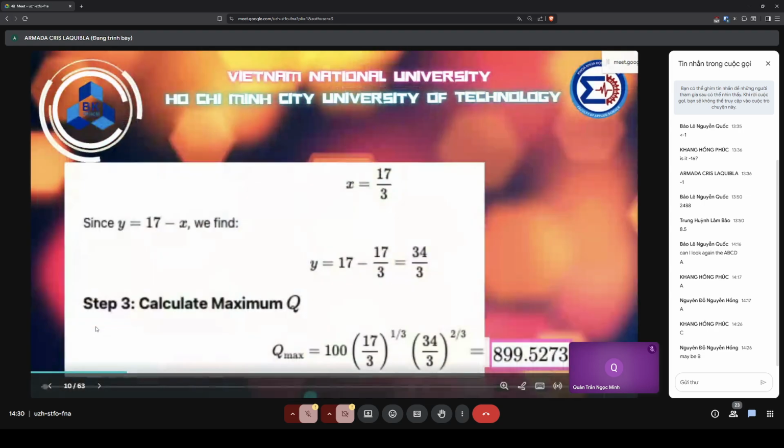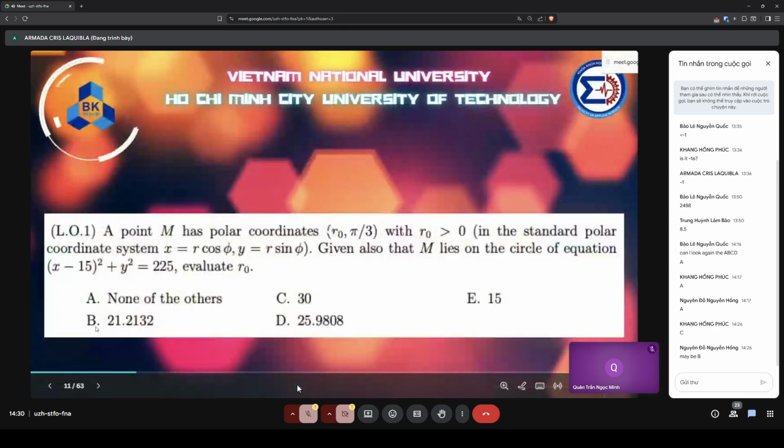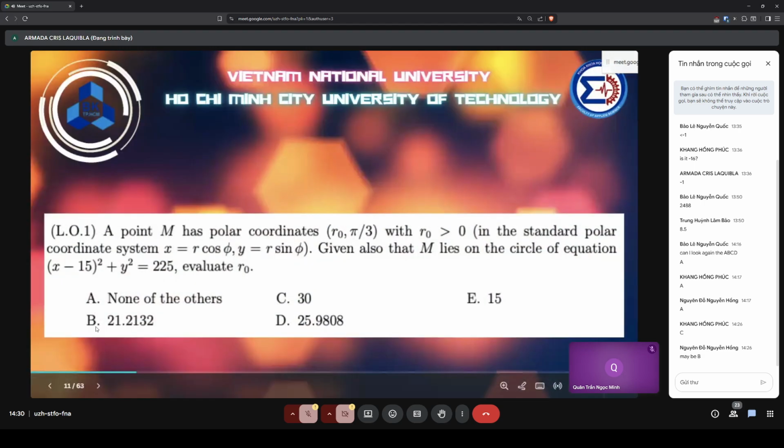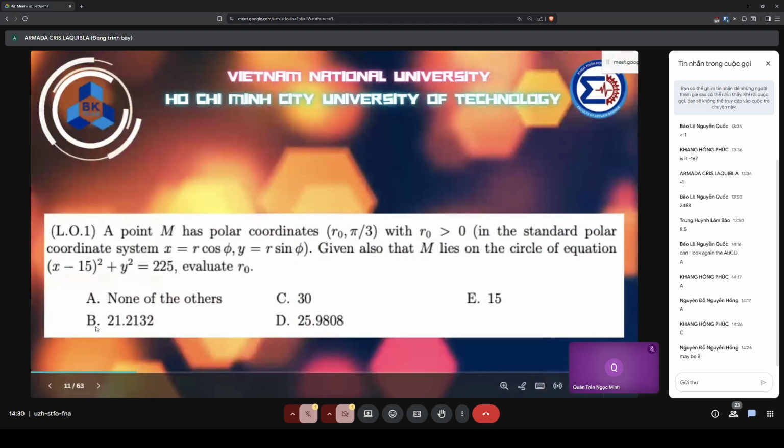Now next you have this question, a point M is equal to. So you know this already, how to solve the derivative using polar coordinates, right? From your calculus 1.